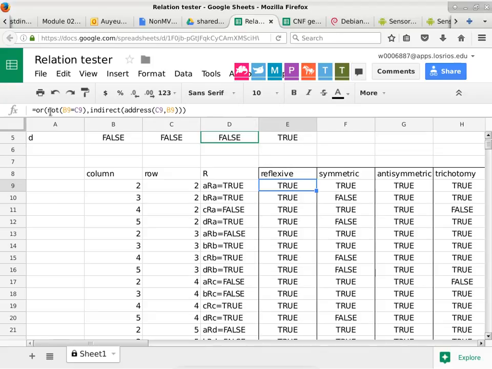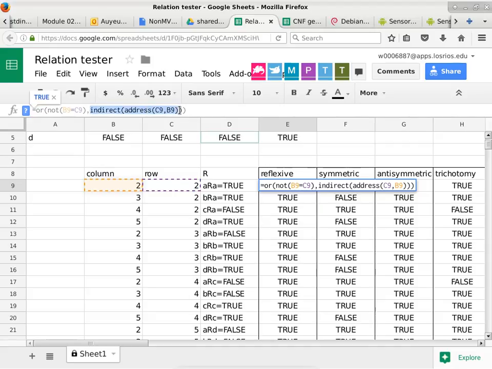It's basically saying if B9 does not equal C9, don't do anything. Because if these two are not the same, then reflexivity has no meaning for that particular pair, so we will just say this cell is true. What if they are the same? Now, if they are the same, then the only way to make this OR true is the second part, which is, oh, then we have to actually see whether that particular cell has a value of true or not.